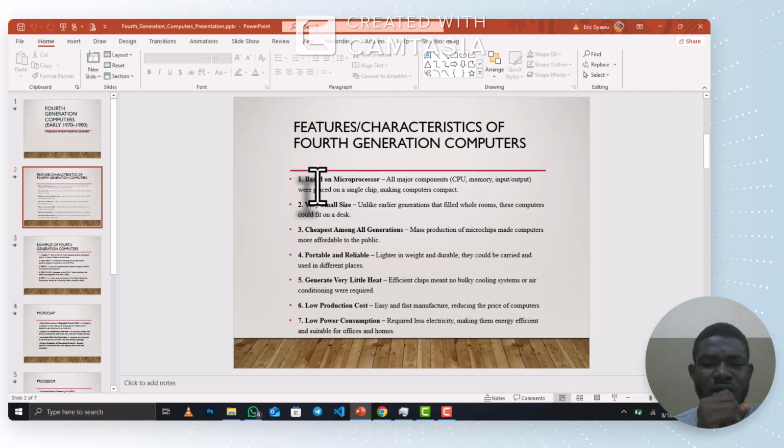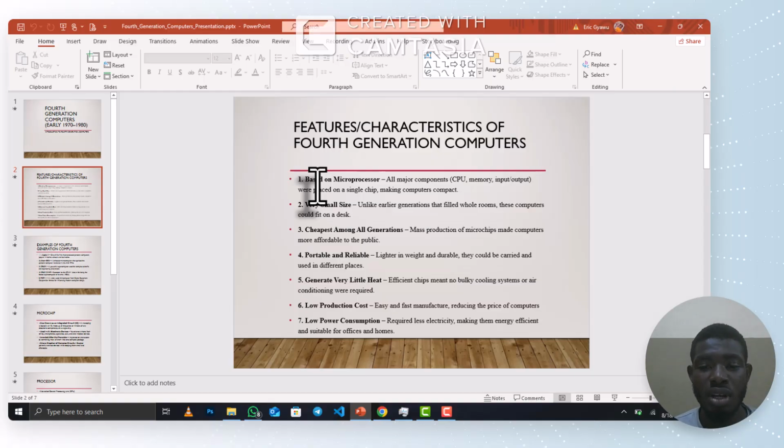Unlike the earlier generations that filled a whole room, these computers could just fit on a desk. Yes, on your desk, even on your lap. That is how small they are. And they are also cheap. They are one of the cheapest among all the generations.